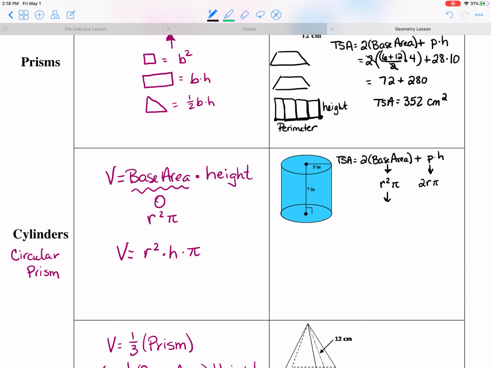So if we input that information in, we're going to get 2 times the radius squared times pi plus 2 times the radius times the height times pi. And that would be the total surface area of our cylinder.